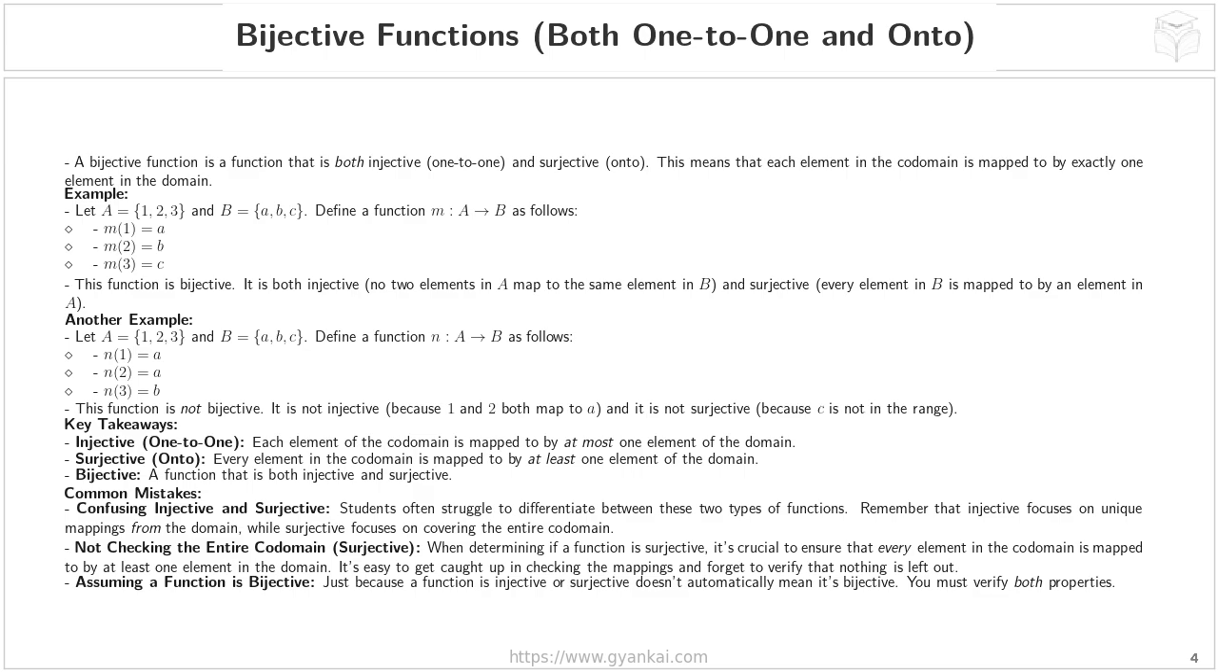And importantly, when checking for surjectivity, make sure you check that every element in the codomain is mapped to. Don't get so focused on the mappings themselves that you forget to verify that nothing is left out. All right, that covers all three types of functions. Make sure you understand these definitions, as they're fundamental to many areas of mathematics.